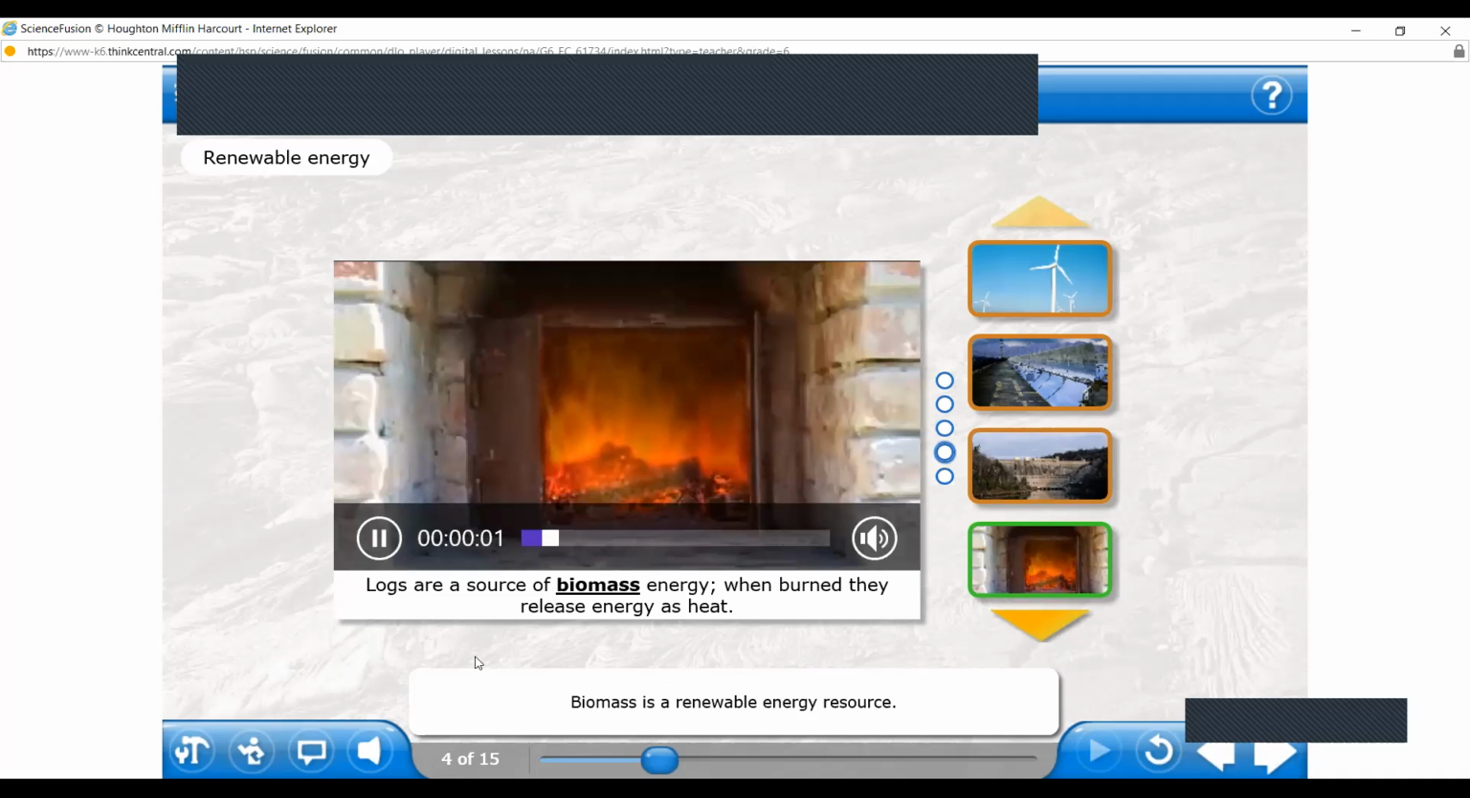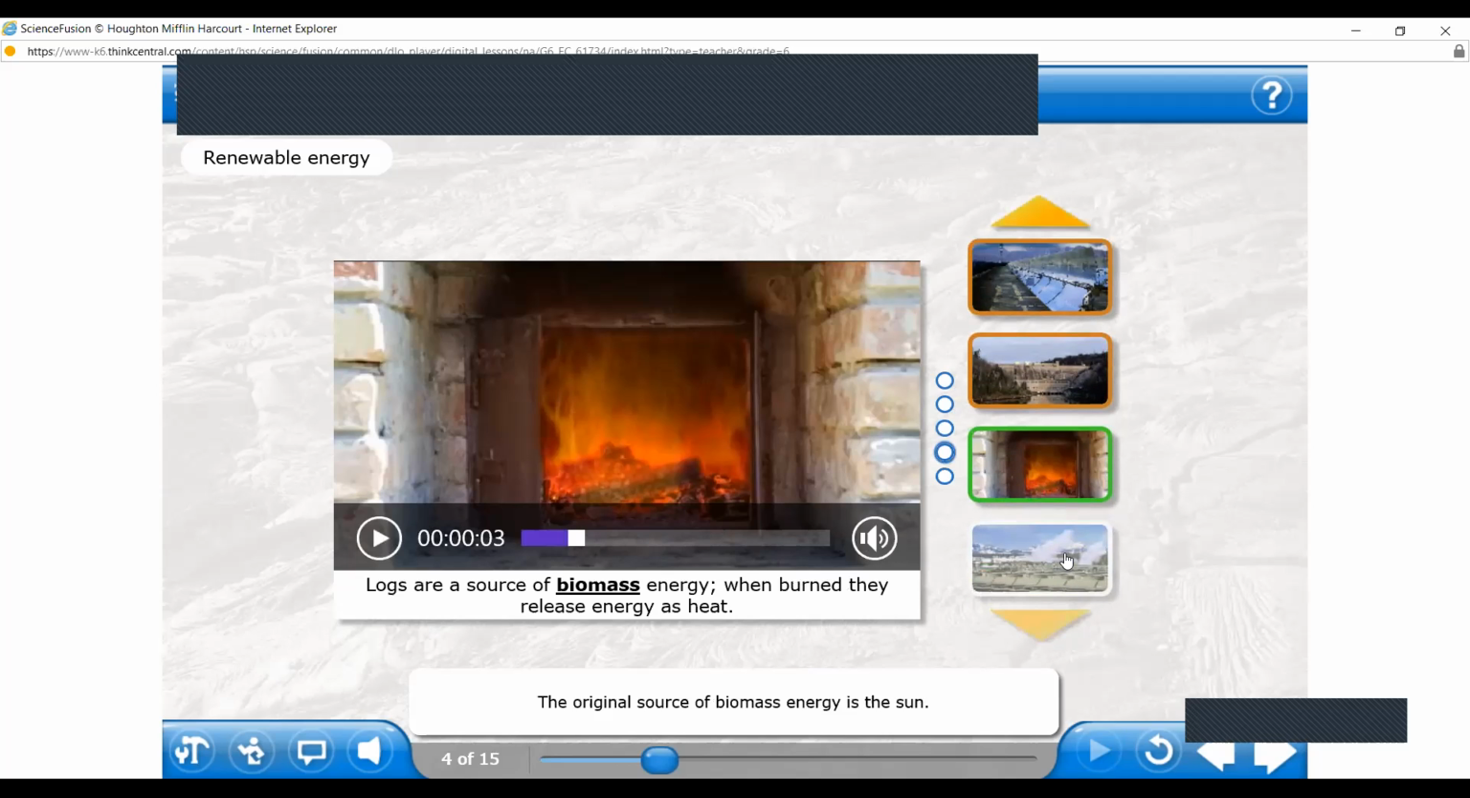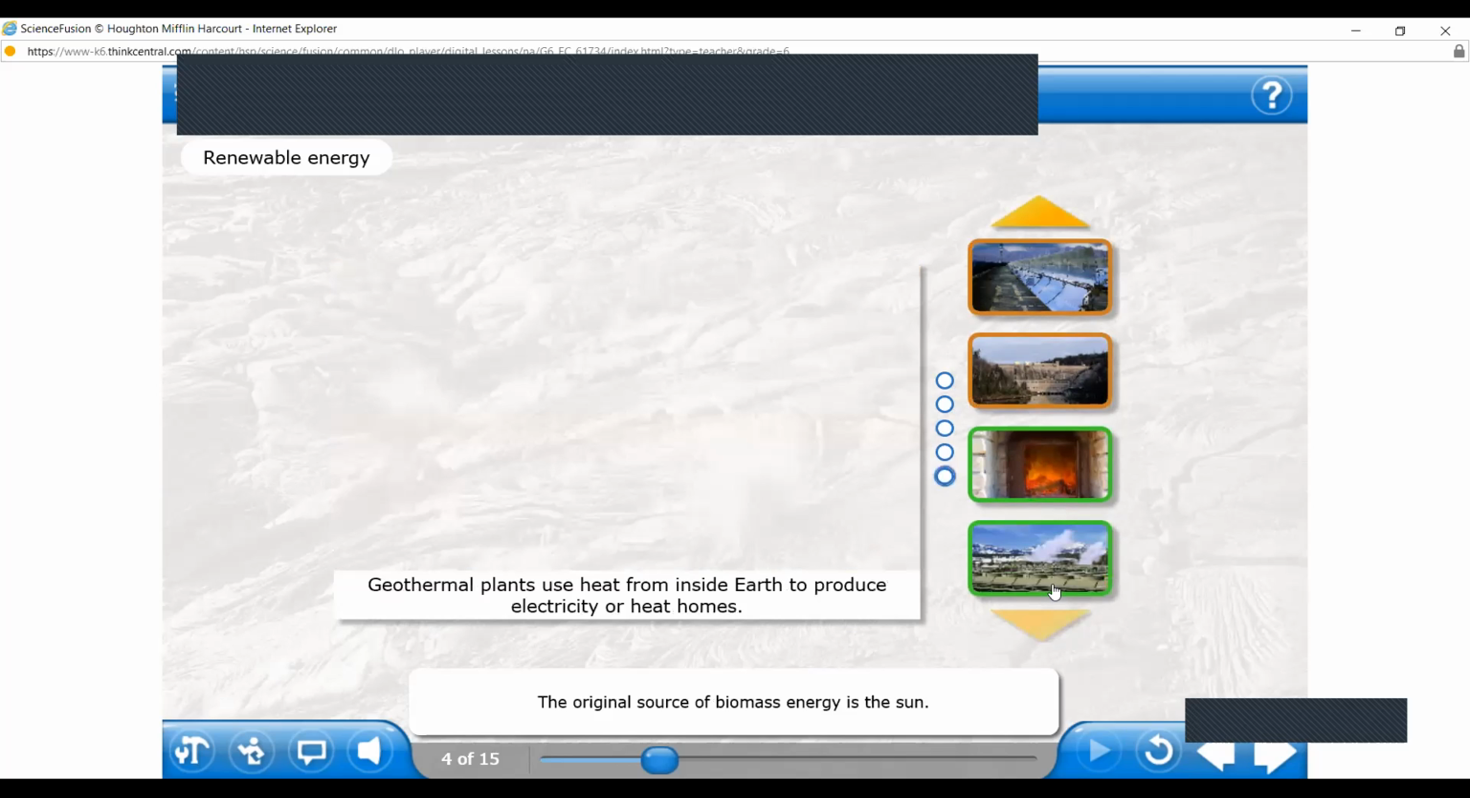Biomass is a renewable energy resource. What are they doing here? They're burning the wood. Where do trees come from? So they are burning trees here. Yes, they are burning the trunk of the tree to generate electricity, and that is also a source of biomass. And lastly, we will see this and we'll end our lesson today.